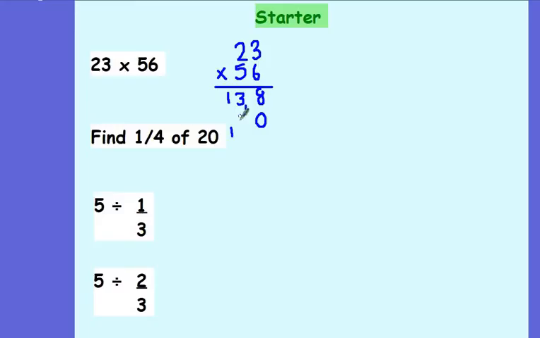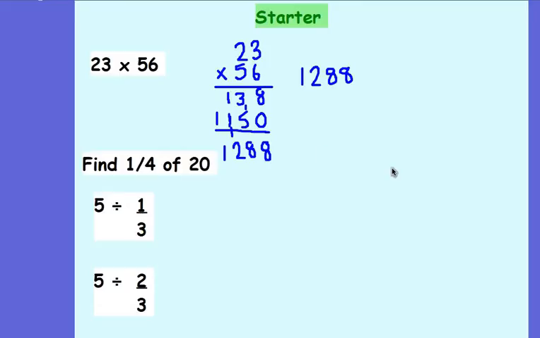3 times 5 gives me 15. 2 times 5 gives me 10, plus 1 gives me 11. Now I've got 138 plus 1,150, which will give me 1,288. So the correct answer is 1,288. For the next question, I asked you to find 1 quarter of 20. To do this, I need to do 20 divided by 4, which would give me 5. For the next question, I was asking for 5 divided by 1/3.